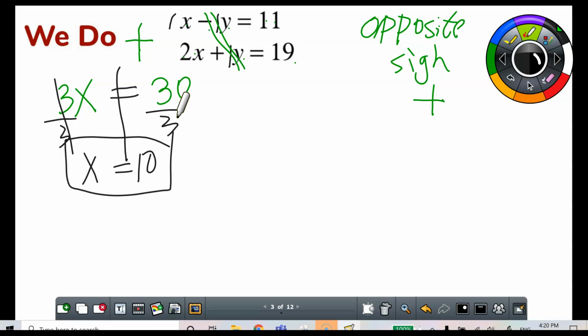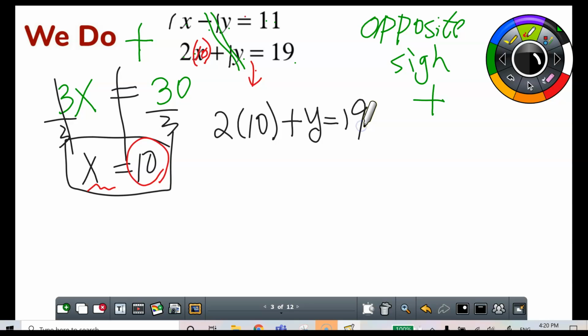And for the other solution, you're going to plug 10 in for x in either of the equations. So let's use the second equation. When you see x, plug in 10 because x equals 10. And keep solving this second equation. I'm going to copy it down. So it's 2 times 10 plus y equals 19. First get rid of the parentheses by multiplication. So I have 20 plus y equals 19. And keep solving for y by getting rid of the 20, the single number, first by subtracting.